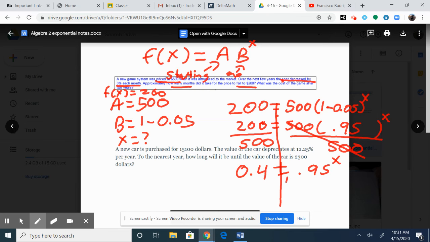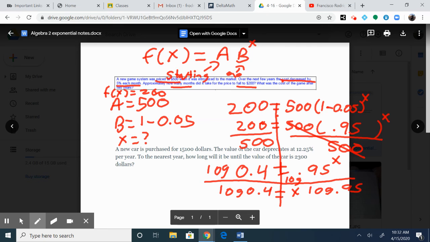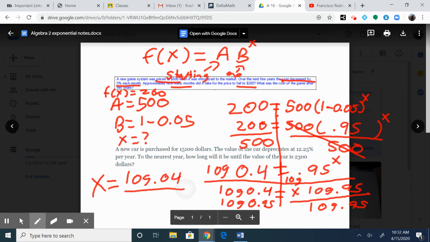Now, what we're going to do is we're going to take the logarithm of both sides. And now we have x times the logarithm of 0.95 equals the logarithm of 0.4. So we go ahead and divide the logarithm of 0.95 on both sides. X is equal to the logarithm of 0.4 divided by the logarithm of 0.95.